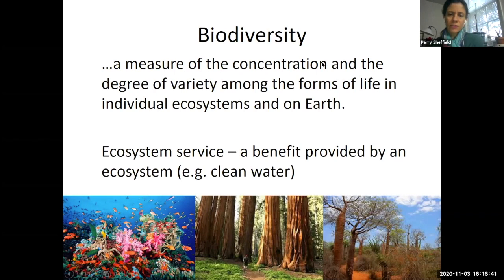So these are ecosystems. So these have multiple organisms that are interacting with each other in a sort of balance. And thinking about what's in it for humans, or as we start to understand our relationship to these ecosystems, we talk about it in terms of ecosystem services. And so an ecosystem service is a benefit that's provided by an ecosystem, such as something like clean water.